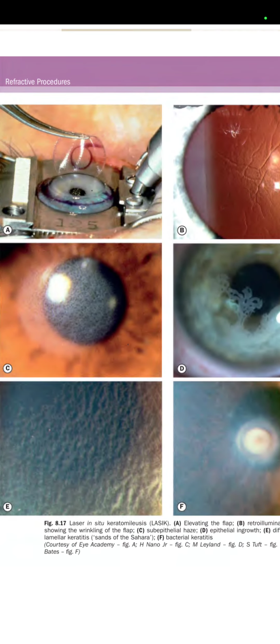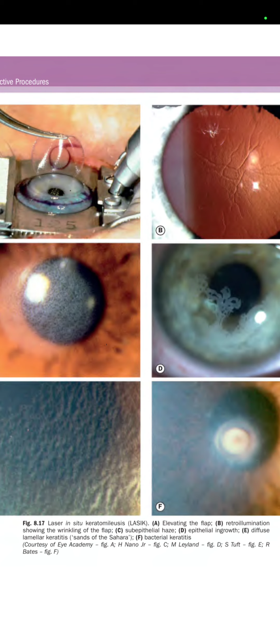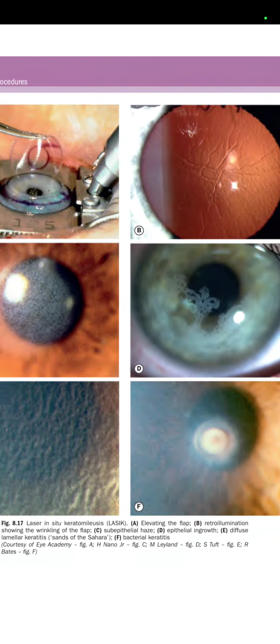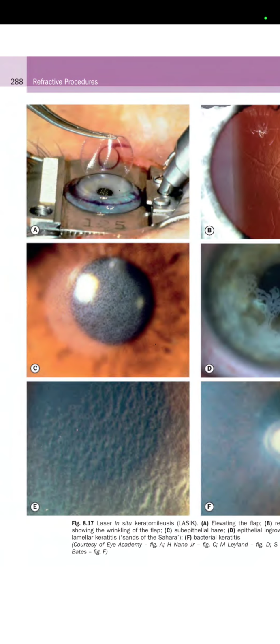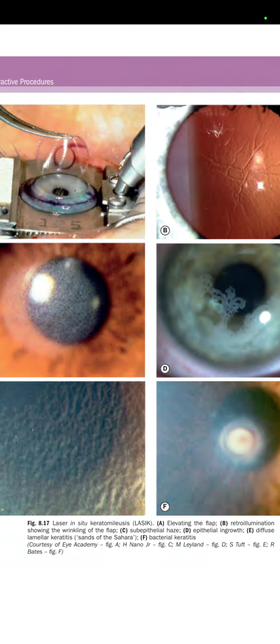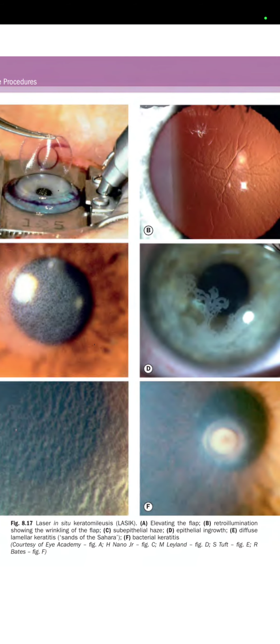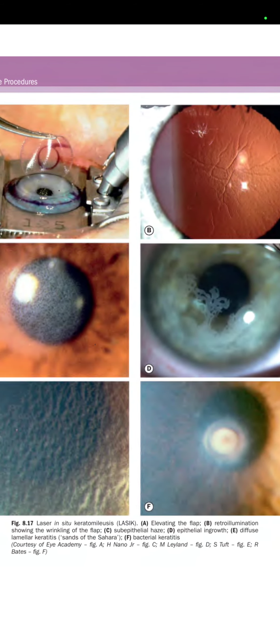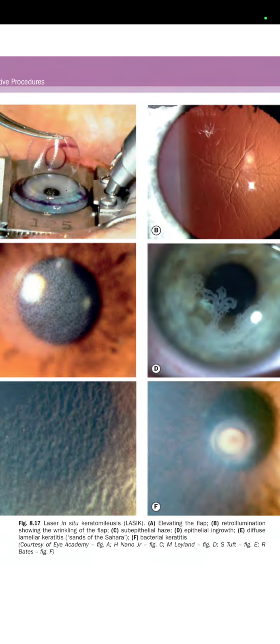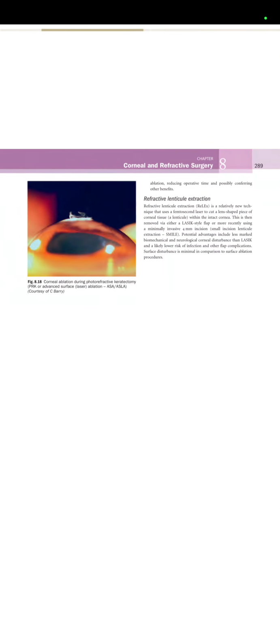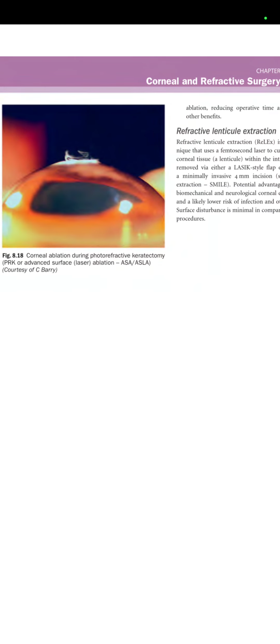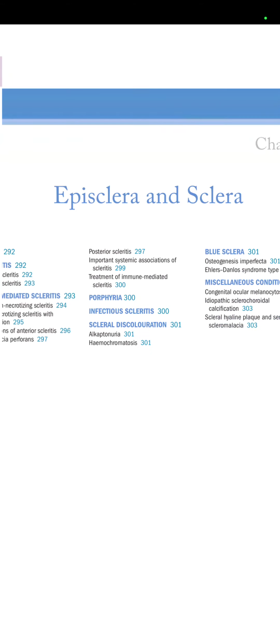So you can see that figure 8.17 is showing A, laser epithelial keratomileusis, LASEK, elevating the flap, so the flap is elevated. B is showing the retroillumination, showing the wrinkling of the flap. C is showing the subepithelial haze. D is showing the epithelial ingrowth. E is showing the diffuse lamellar keratitis, sands of Sahara, and F is showing the bacterial keratitis. Corneal ablation during photorefractive keratectomy. So you can see the cornea is getting ablated during the refractive procedure.